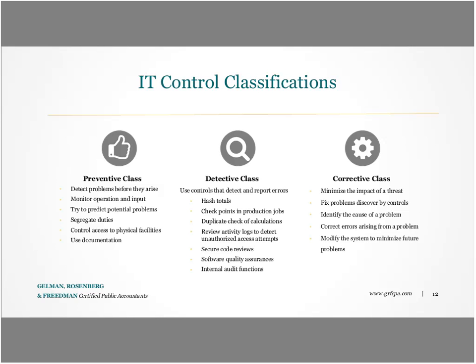So preventive class, you detect a problem before it arises, which means that you need to have qualified personnel in the IT department, somebody who can, when there is a disaster, get on it right away and figure out what needs to be done. Monitor operation and input. That means you need to have procedures and policies behind things. So once you have procedures and policies, you prevent a disaster from happening. Try to predict potential problems.